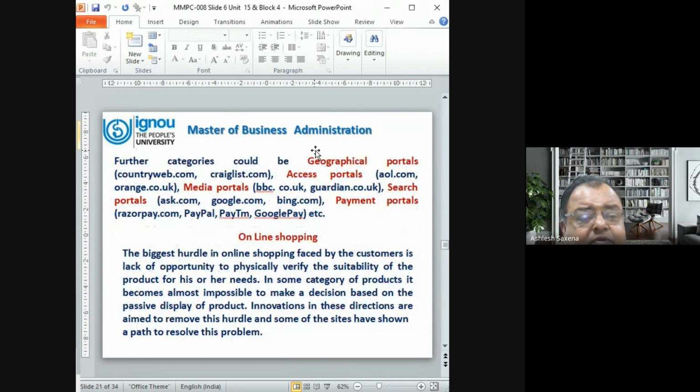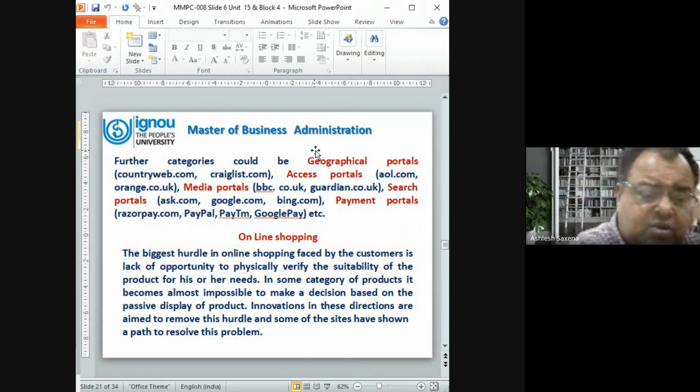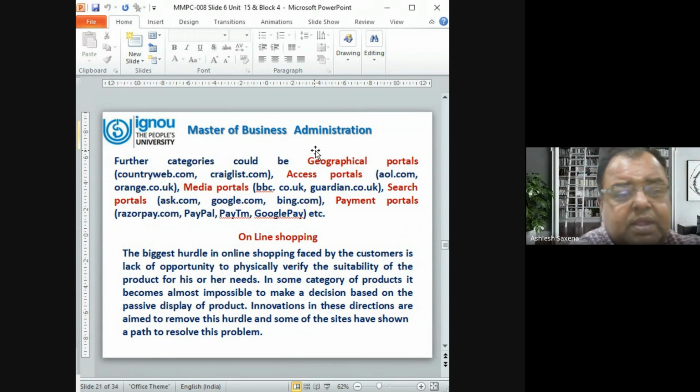Further categories could be geographical portals, that is countryweb.com, craigslist.com; access portals, aol.com, orange.co.uk; media portals, that is bbc.co.uk; search portals, ask.com, google.com, bing.com; and payment portals such as razorpay.com, PayPal, Paytm, Google Pay, etc. Now you have heard all these names. Then comes your online shopping.